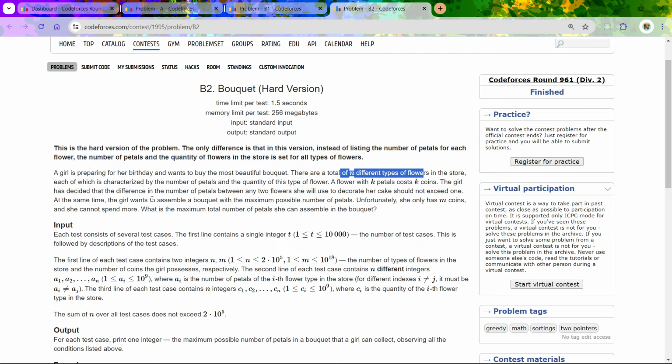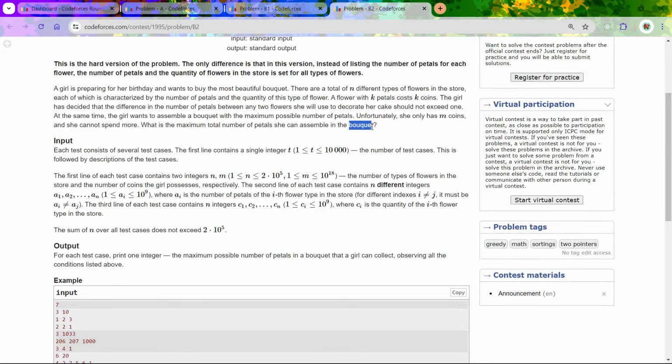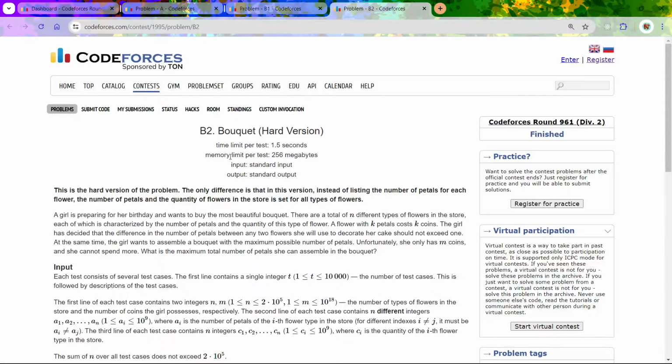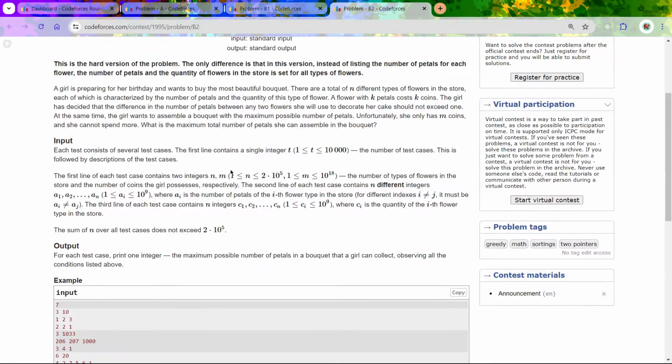She also has a limited amount of coins which she can spend. She cannot spend more than that. So what is the maximum number of petals she can assemble in her bouquet? But why is this problem different from B1? Because the number of flowers of each petal count can be as large as 10^9.